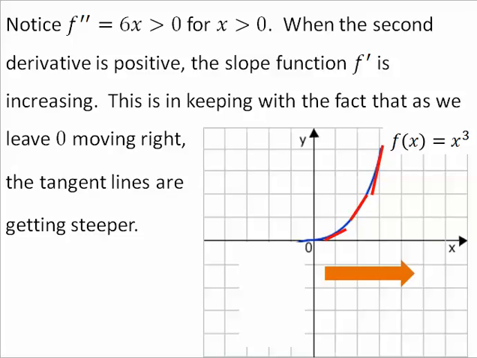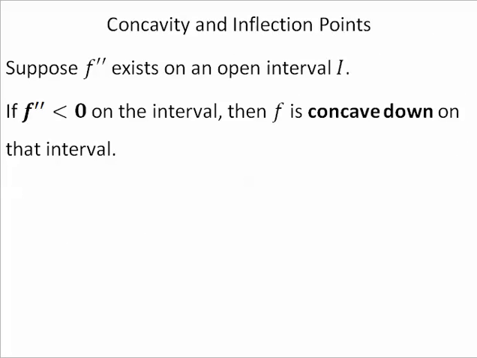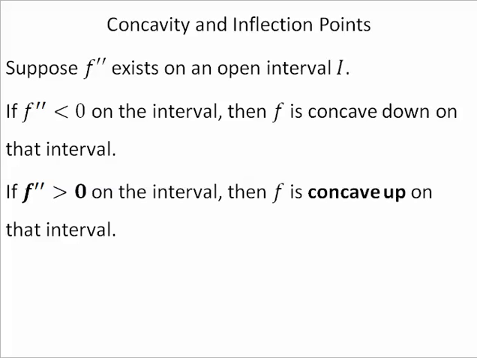But another way of saying that is the second derivative tells me about the shape of my function. And so here's what we do. We say that if f double prime is less than 0 on an interval, then the function f is concave down on that interval. And that's just because the slope function is decreasing. If f double prime is positive on the interval, then the function is concave up on the interval. And that is because our slope function is increasing.